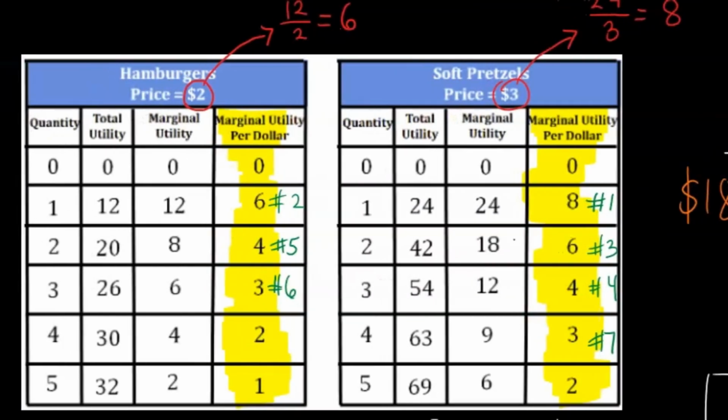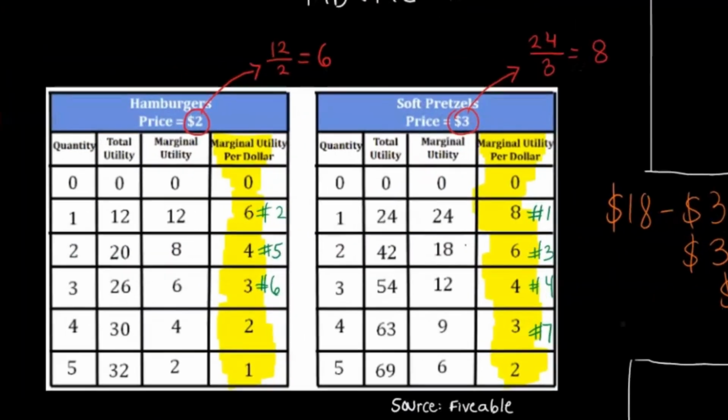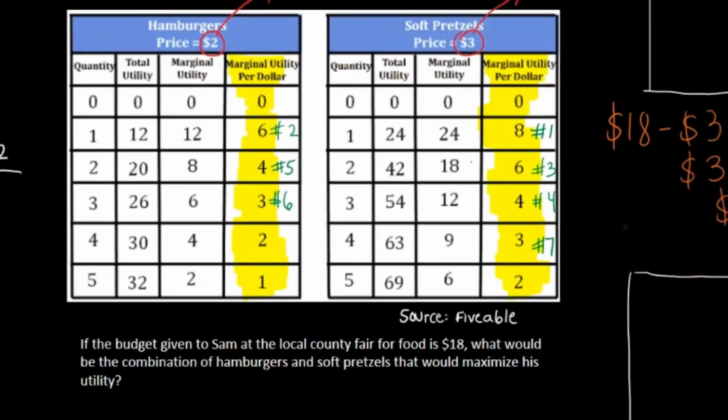You can see I buy my soft pretzel first, then I buy one hamburger. Then I buy that second soft pretzel, and then I have a tie, right? I can either get a second hamburger or a third soft pretzel to give me the same marginal utility per dollar. And I just do this process until I hit that $0 and spend my entire budget.